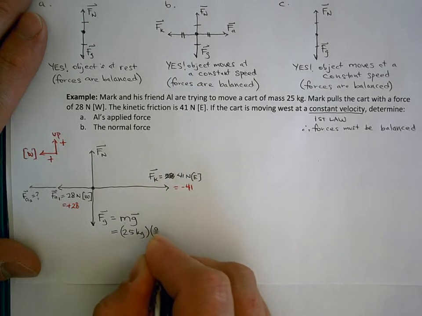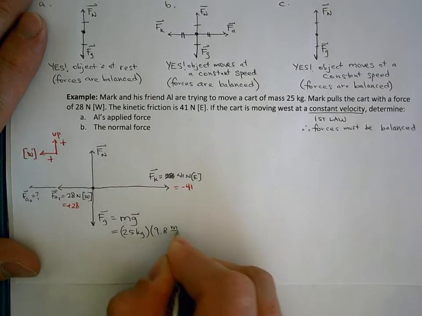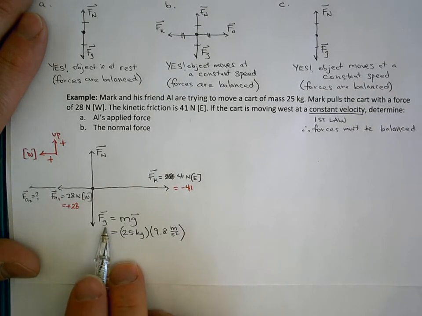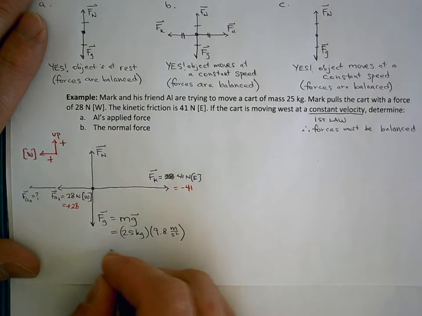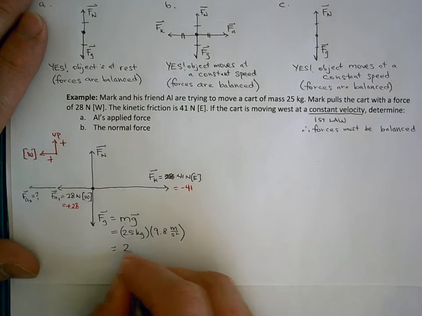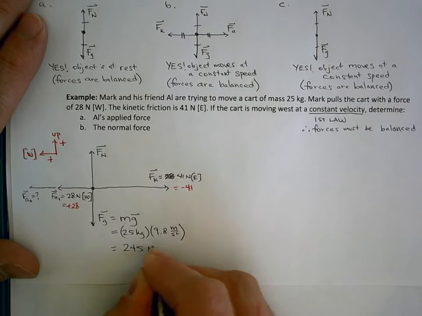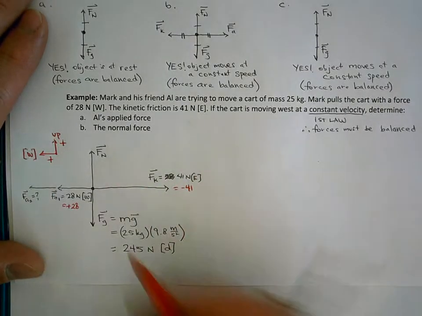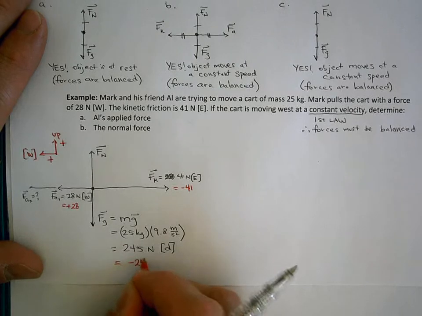We haven't really dealt with this formula a lot. We're going to do a whole lesson on it in chapter 4, so don't worry about it too much for now. Just know that it's always possible to calculate the force of gravity if you know the mass. If I type this into my calculator, I've already done it, I get 245 newtons down. Because I declared up as positive, I'm going to write this as negative 245.